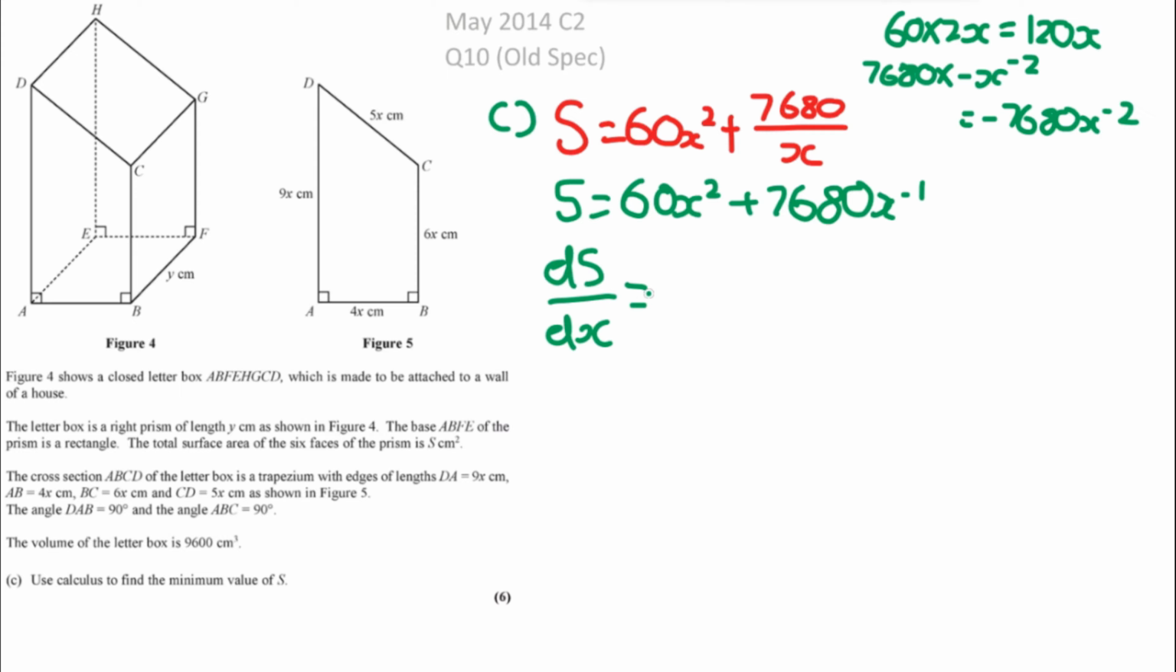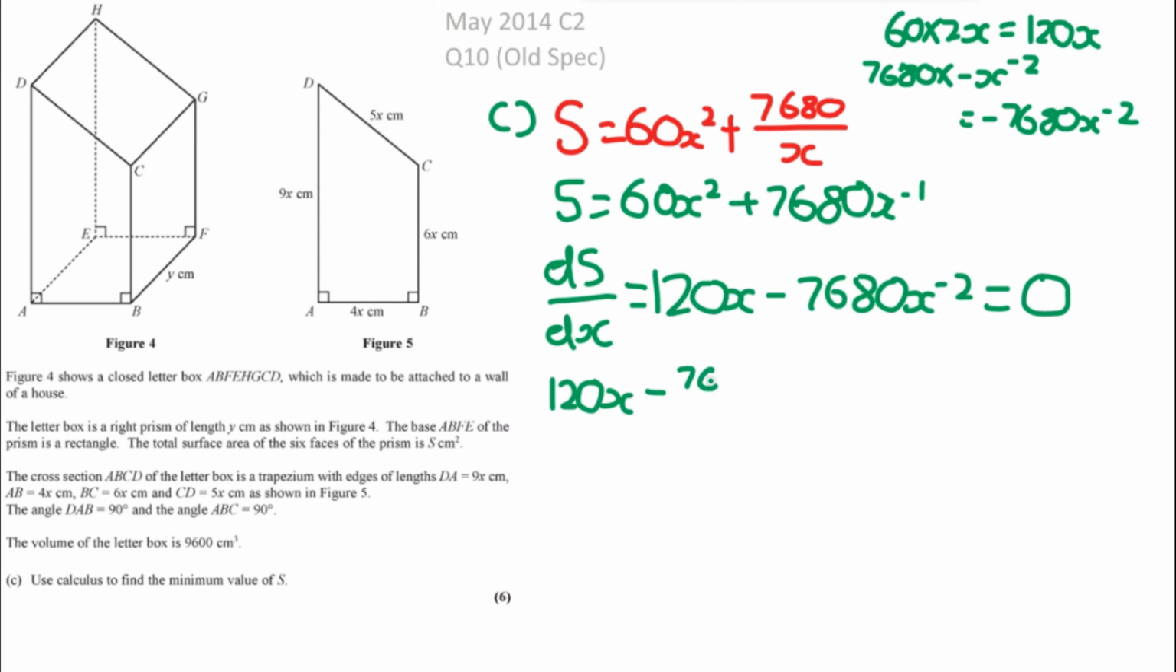So dS over dx is equal to 120x minus 7680x to the minus 2, and because it's the minimum value, it's going to be a stationary point, so this is going to be when the derivative is equal to 0. I'm going to rewrite this in the fraction form because I think it's a bit easier to work with.